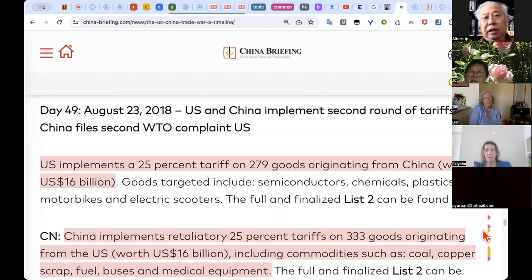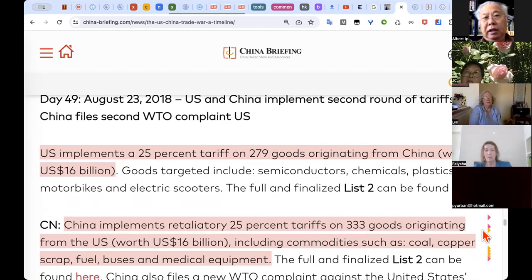Then the second round, U.S. imposed a 25% tariff on 279 goods originating from China, worth $16 billion. China implemented retaliatory 25% tariffs on 333 goods originating from U.S., worth $16 billion. They match each other, as we had seen before, including coal, copper, scrap, fuel, buses, medical equipment, and so forth.